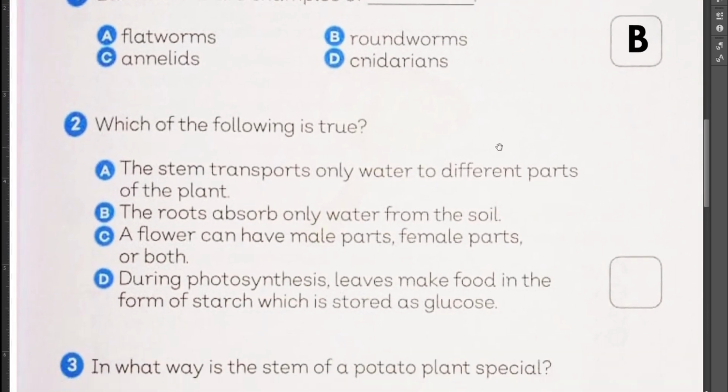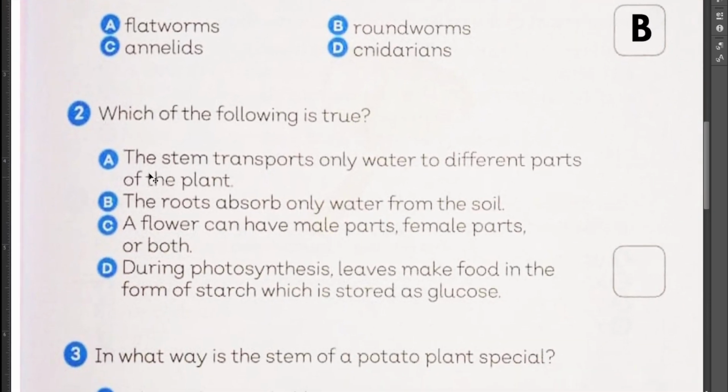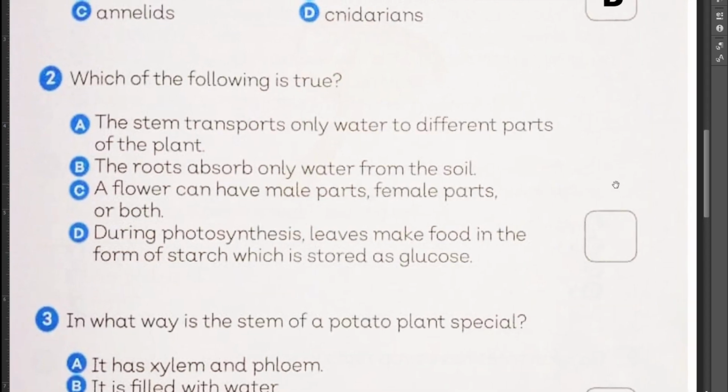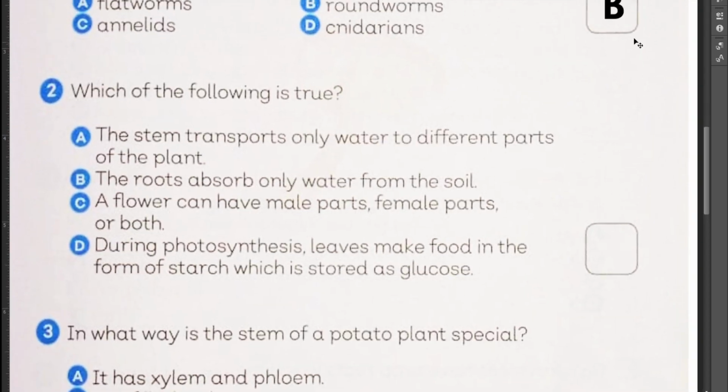Which of the following is true? Letter A, the stem transports only water to different parts of the plant. Letter B, the roots absorb only water from the soil. Letter C, a flower can have male parts, female parts, or both. Or letter D, during photosynthesis, leaves make food in the form of starch, which is stored as glucose. So what do you think is the correct answer? The correct answer would be letter C.